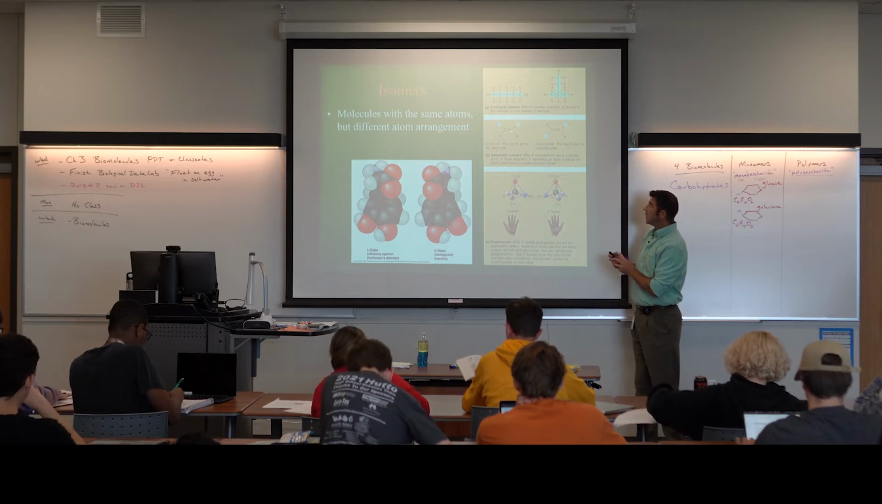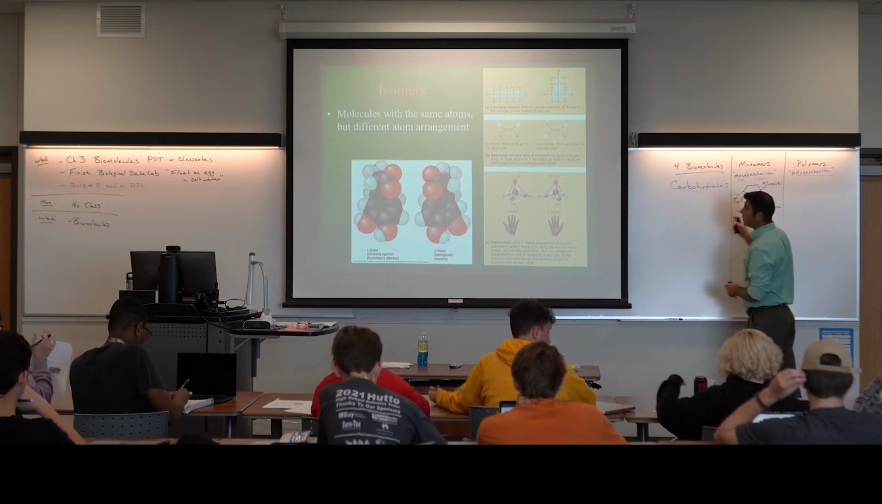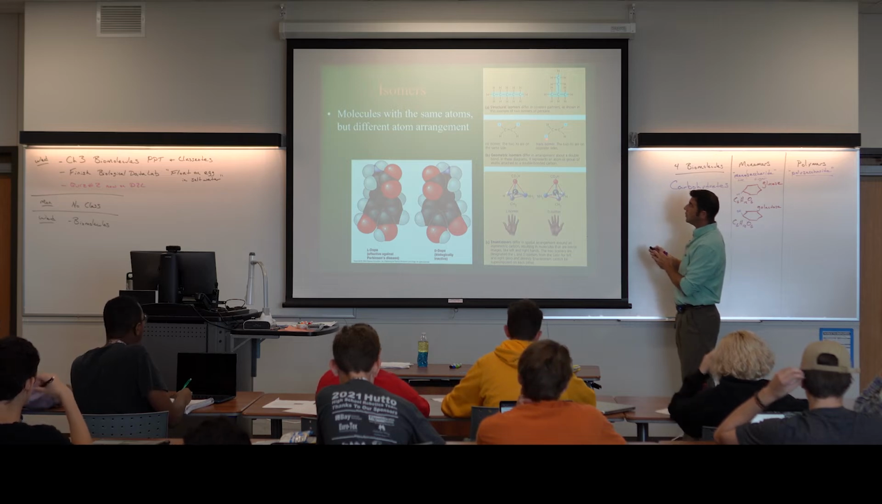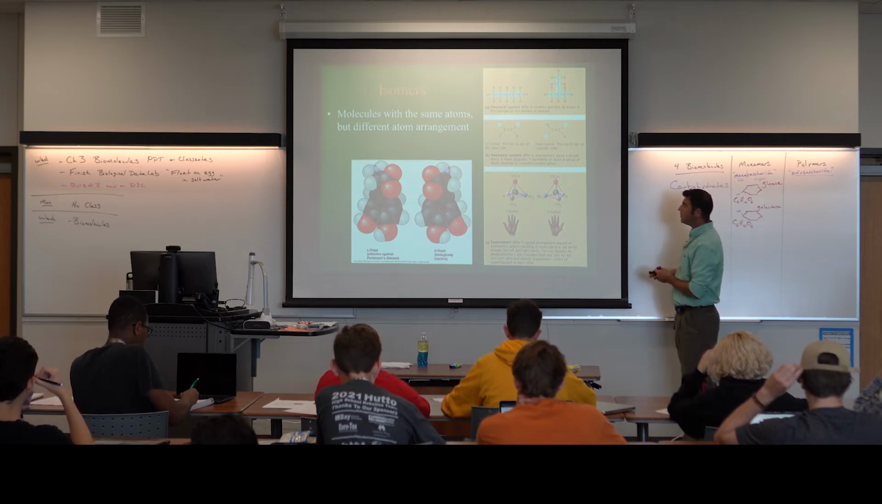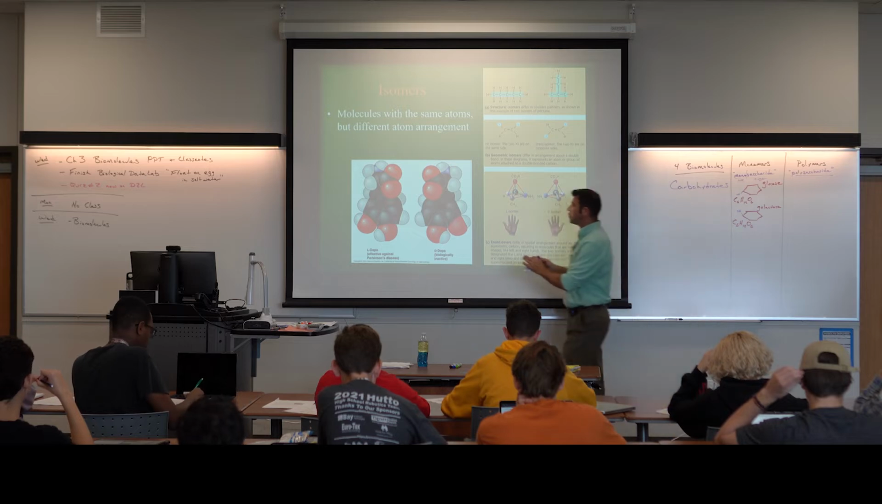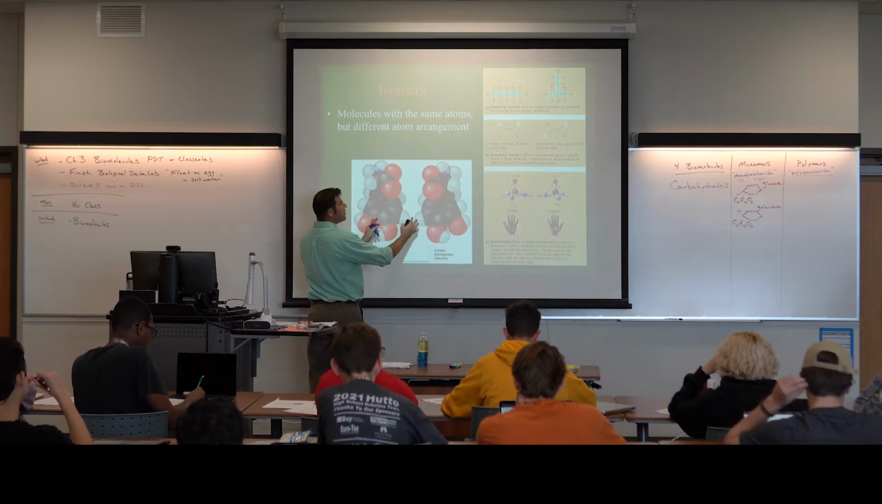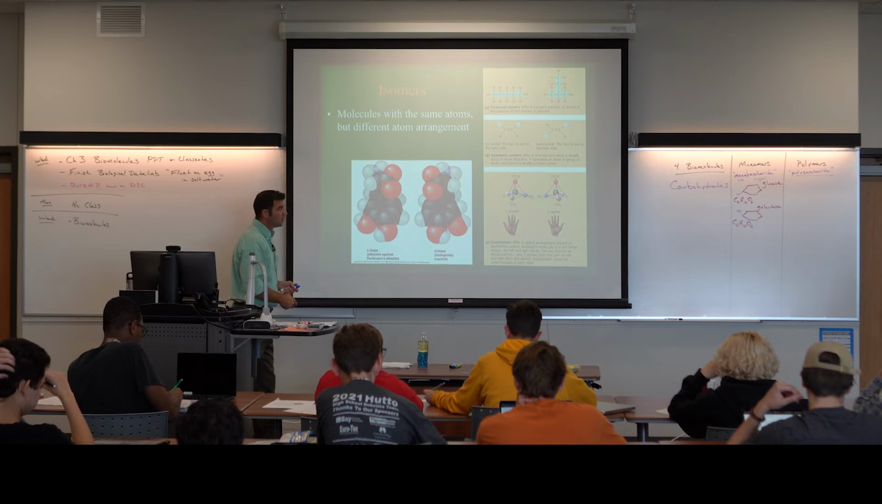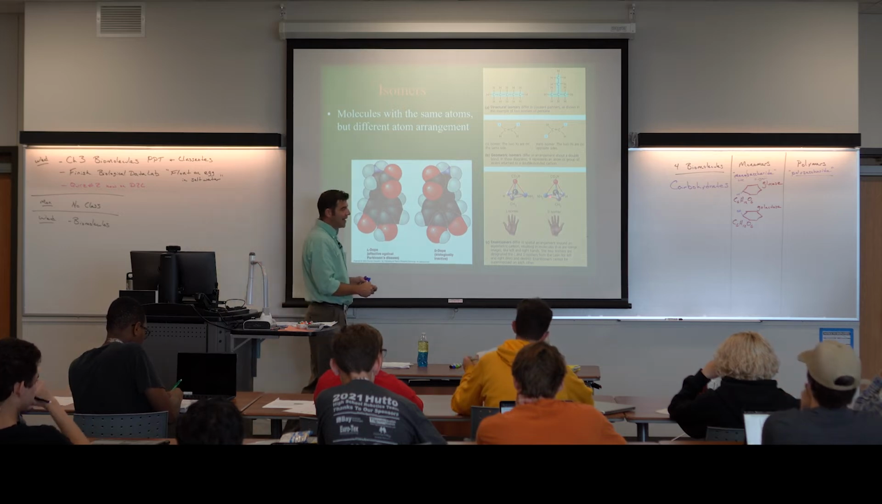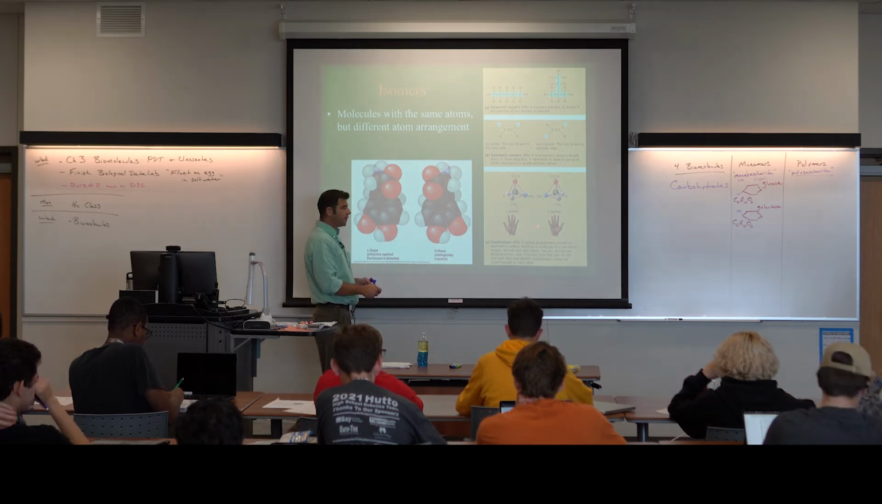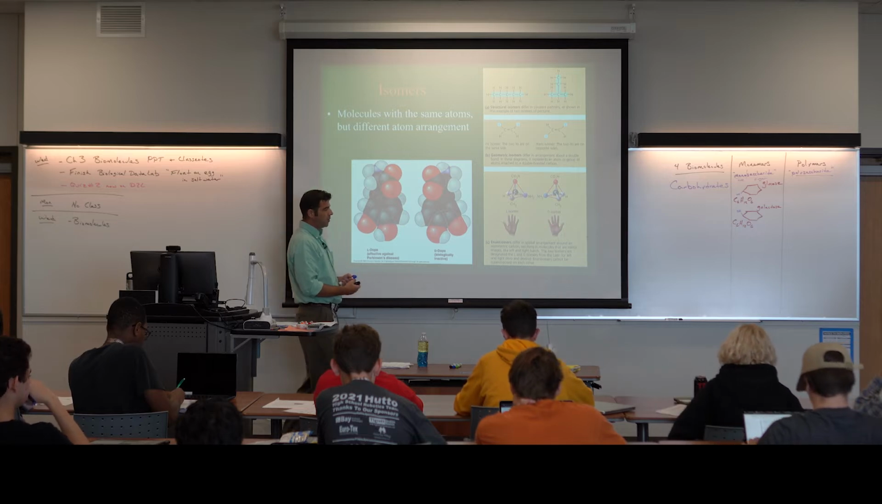Geometric isomers like glucose and galactose have functional groups in different locations. But if those functional groups are arranged in such a way that you get mirror image molecules of one another, then these are enantiomers. Like I said, sometimes referred to as left or right-handed versions of a molecule.